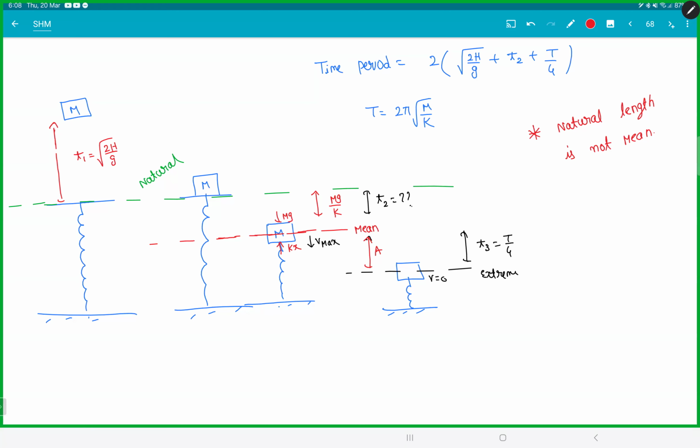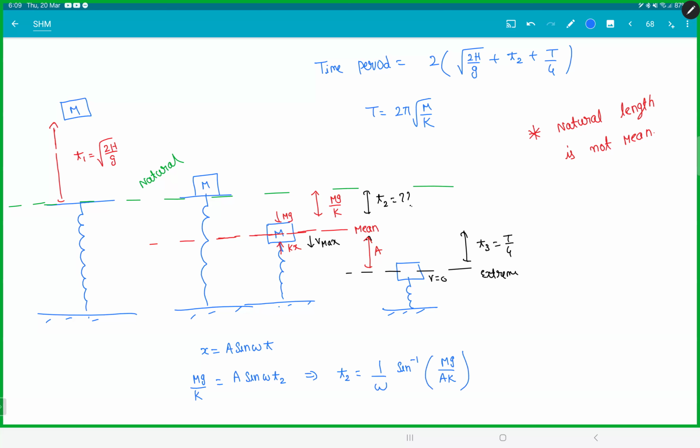So let me help you out. Can you find the amplitude? Because if I know the amplitude, I can do this thing. I know x is equal to A sine omega t. So if I substitute x is equal to mg by k, then I will get the time interval from natural length to mean position, t2. So I will get t2 is equal to 1 by omega sine inverse of mg by Ak. There. So if I can find amplitude, my job is done. So you need amplitude.